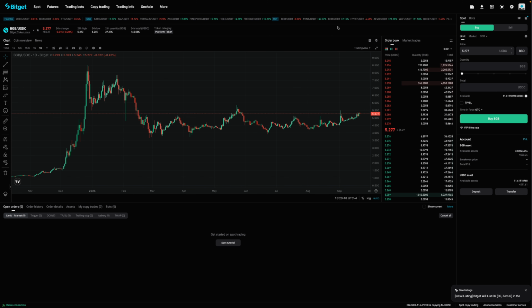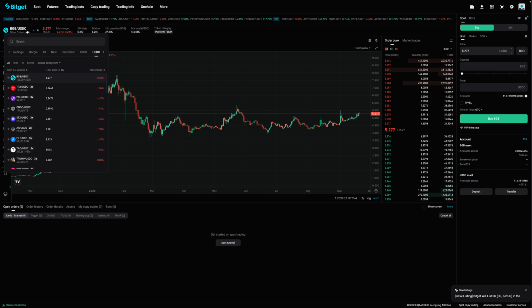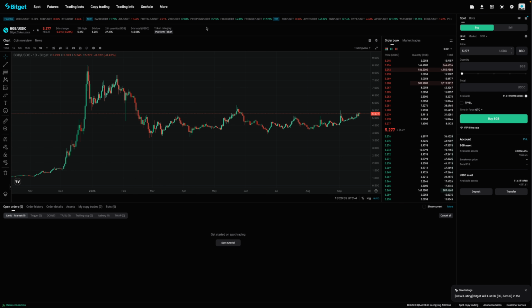So right now I'm on the trade dashboard on Bitget, and this is for BGB/USDC. I'll first explain how to set a trigger order on the buy side, and then after I'll explain how to set one for the sell side. So right now it's on the buy side, as you can see. Now to set a trigger order, hover over OCO and then click on trigger.